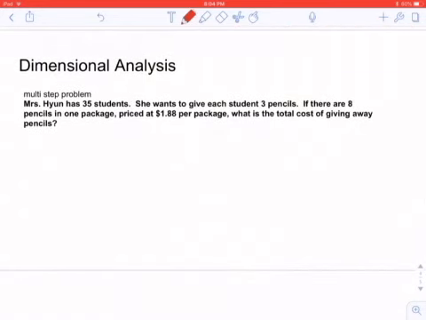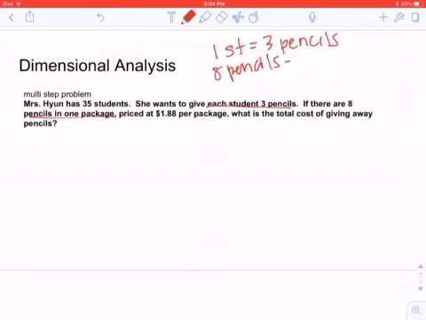The last example, Mrs. Hyun has 35 students. She wants to give each student 3 pencils. So from here, I can write a conversion factor. 1 student equals 3 pencils. If there are 8 pencils in one package, so I know there are 8 pencils equals 1 package, and each package is $1.88. What is the total cost of giving away pencils?